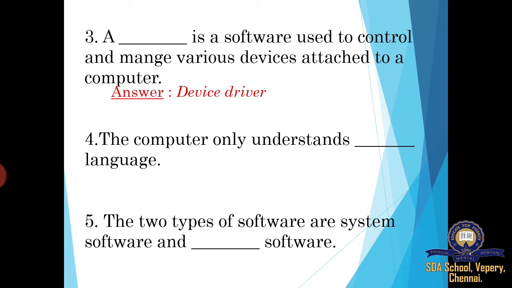Then, a computer only understands binary language. We saw that a computer only understands machine language, right? Machine language means zeros and ones, or binary language. Then, the two types of software are system software and application software. Yes, what are the two types of software? System software and application software.